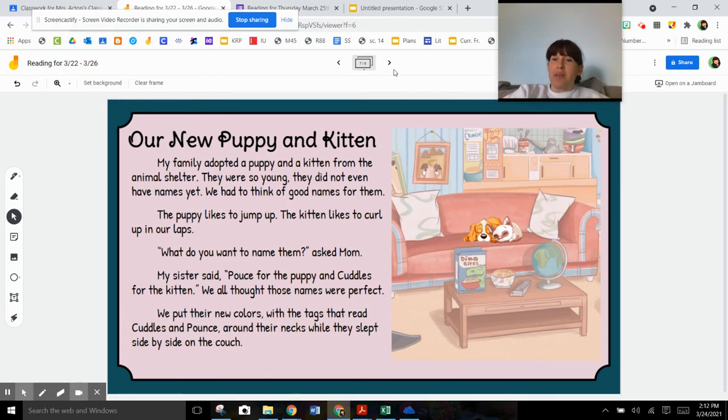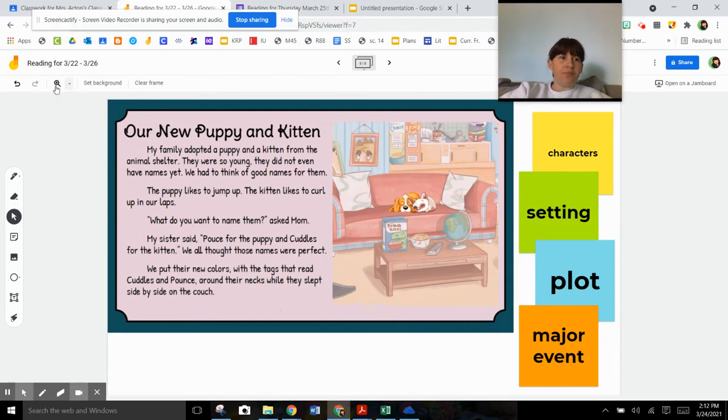So hopefully you heard some characters in that story. You have a good idea where the setting, where the story is taking place, and you heard the major event and plot in here. So let's go to the next slide. And I'm going to grab a pen. Let's do black. I feel like black will show up really well. So first thing I want to do is the character.